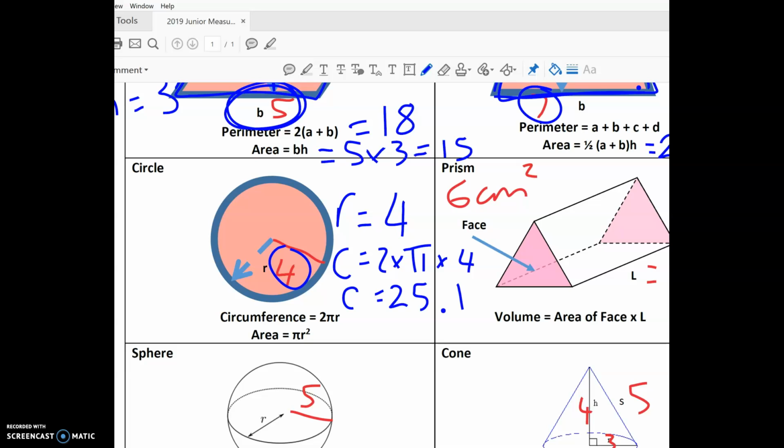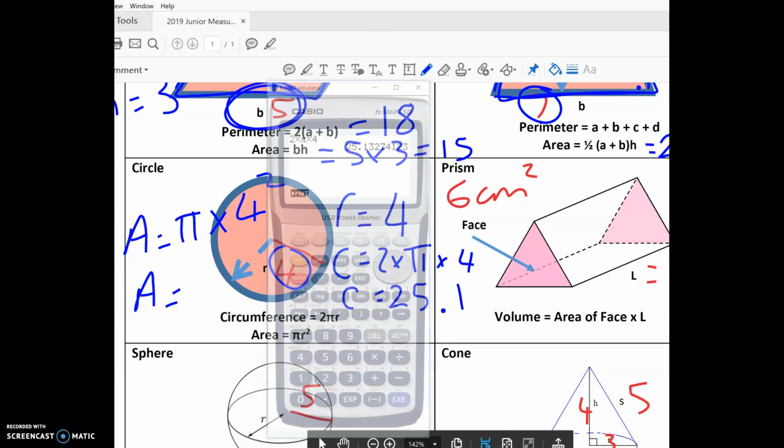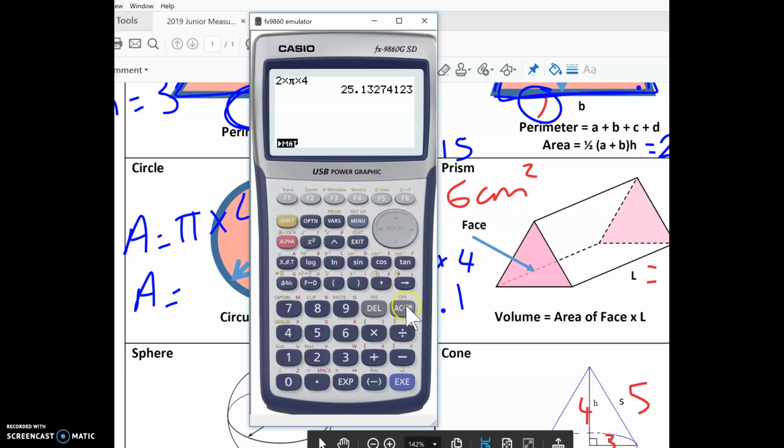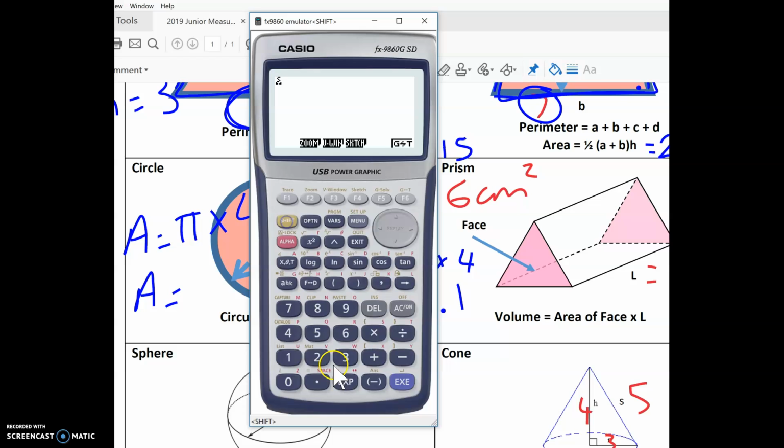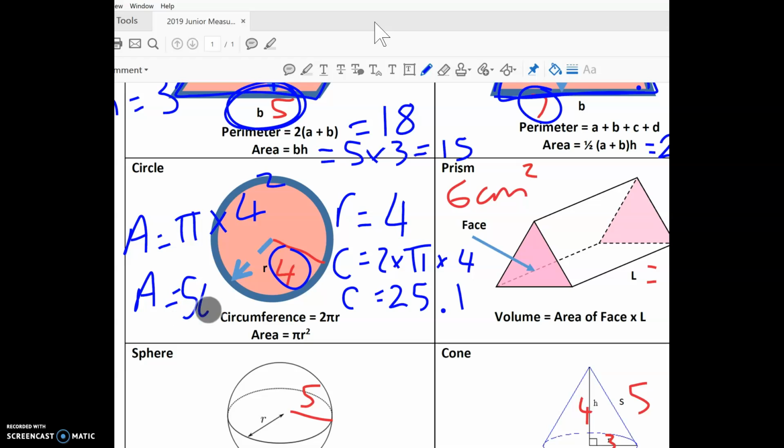The area is pi r squared, so our area equals pi times our radius squared. So we need to clear, we need to go shift pi times the radius of 4, and we need to have the squared button, or we could times 4 again, and we get 50.26. I'm rounding it to 50.3. So that's 50.3. So the next one we have got.